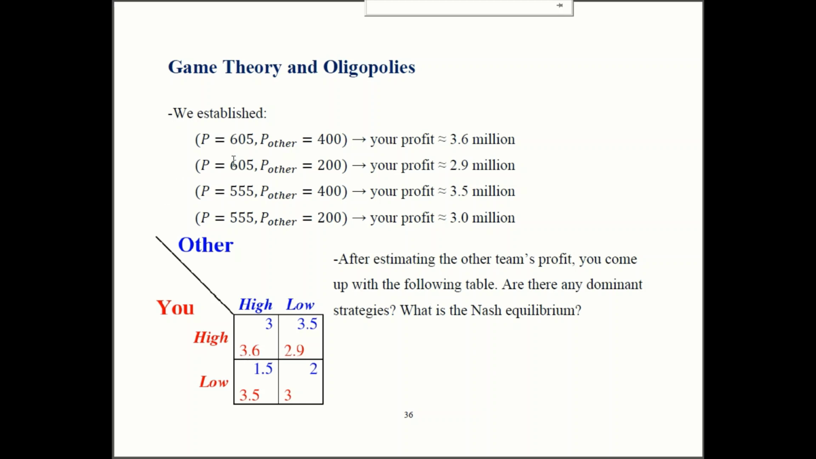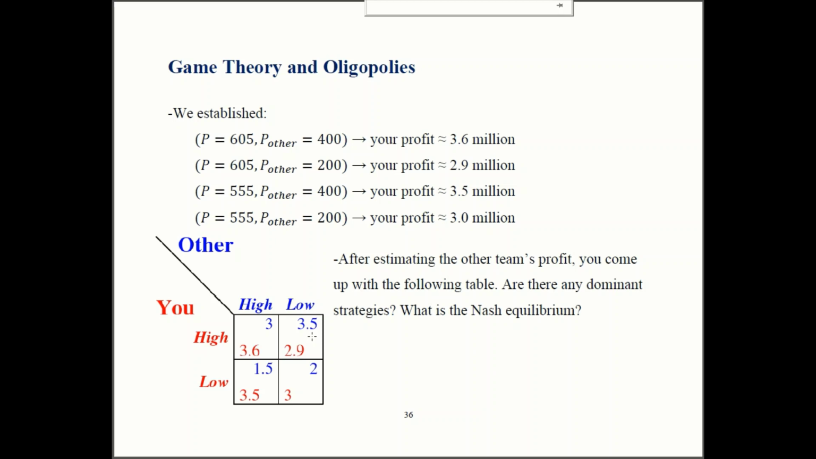Now if you pick the high price of 605 and they pick their low price of 200, then your profit's going to be about 2.9 million. So in the table, the price of 605 is your high price, so in this row, the price of 200 for them is their low price, so they're going to be in this column, so that's this cell. We established that our profits there are 2.9 million, so I'm putting 2.9 for your payoff. Let's say our accountants did the same work for the other team, and they estimate that the other team's profits will be 3.5 million in that case.